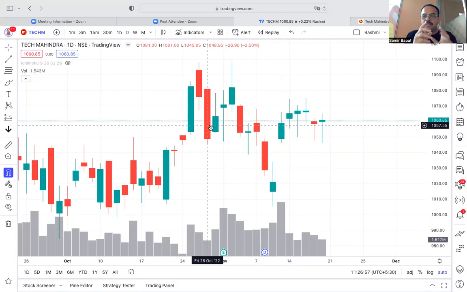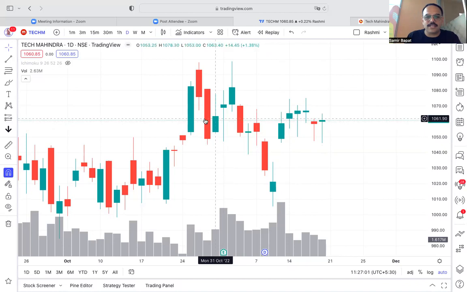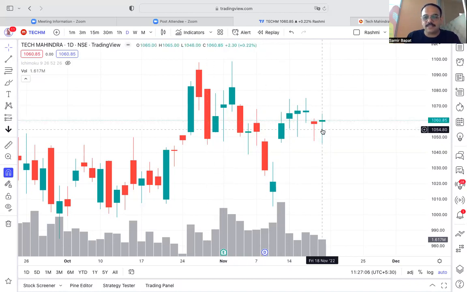If you are able to make the difference between the fight of the bulls and the bears, what is happening here and what is the difference between this and this, and why we are saying the bulls fought back here, because the wick is longer, we are saying the bulls fought back. Yes, no?